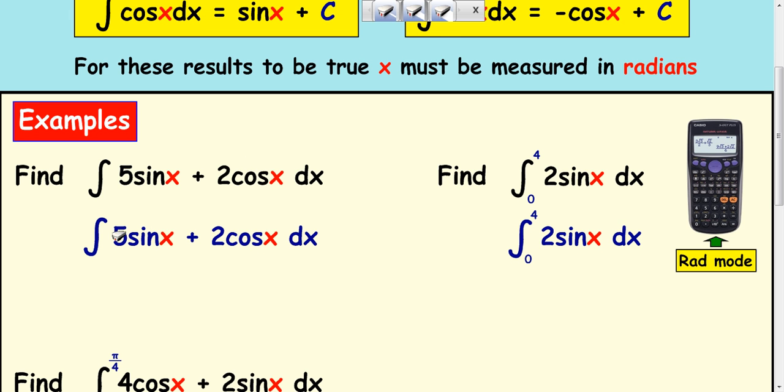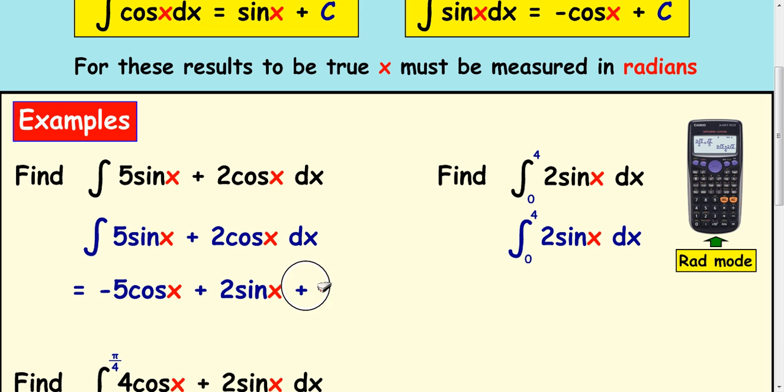If we integrate 5 sin x plus 2 cos x, we integrate each bit individually. So the integral of sine is negative cos, so we're going to go to negative 5 cos x. And the integral of cos is sine, so that's going to be 2 sin x. Remember to add your plus c in.